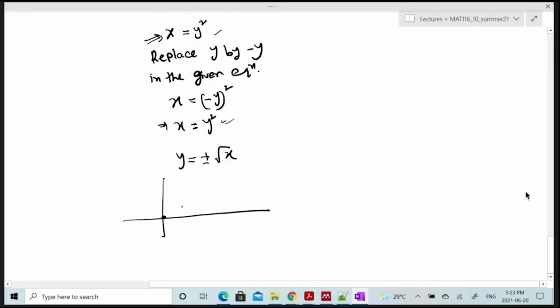If we put x equal to 1, we're going to get 1. If we put x equal to 4, we're going to get 2. And we know since this is symmetric about the x-axis, we're going to have the points 1, minus 1 and 4, minus 2. So 1, minus 1 and 4 comma minus 2. Because we know x will stay the same, just y will change. Then if we just join it by a smooth curve, this is going to be the graph of it. Is it clear, guys? Yes, ma'am.